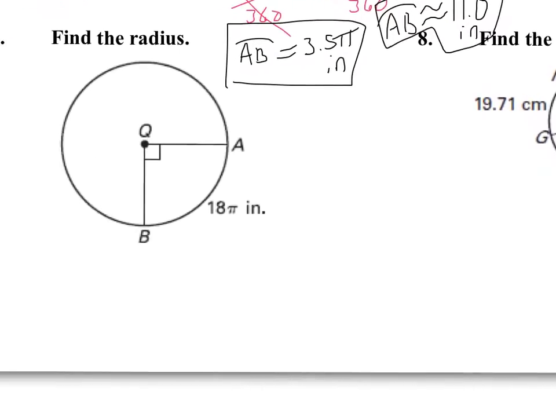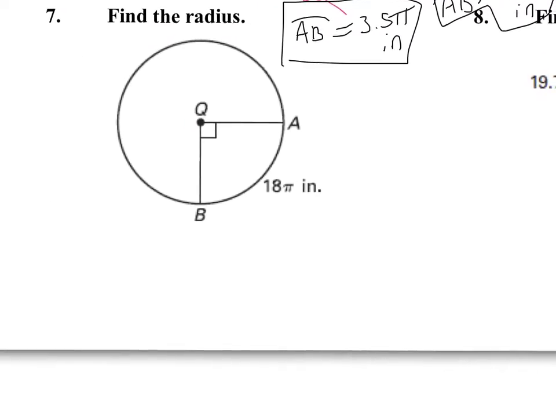Okay, on to number 7. You can see this one's different. We are given the arc length from the beginning. We know it's going to be 18 pi over the circumference. What's the circumference? That's what we don't know. And so we're going to have to find the radius. When I put down the circumference formula, it's 2 pi r. So r is what we don't know.